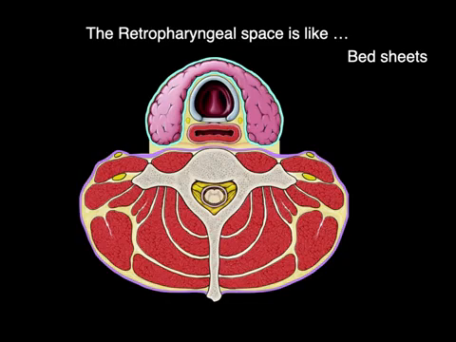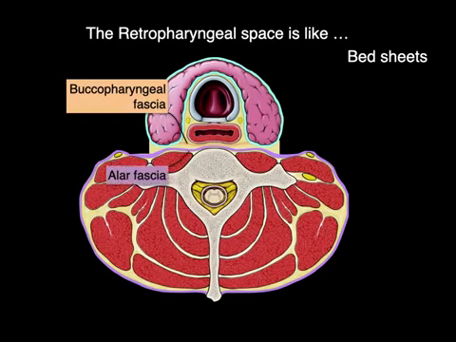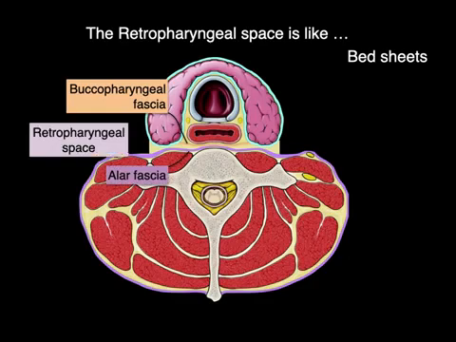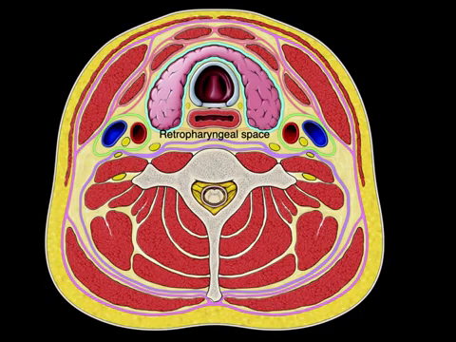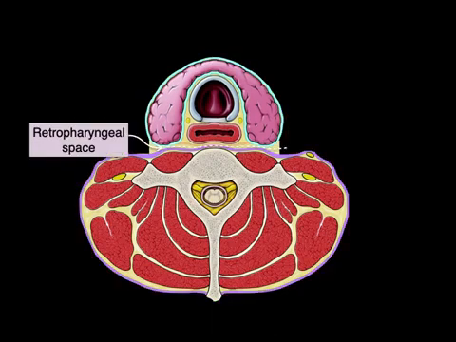Well, the retropharyngeal space is like bed sheets. So here we have the buccal pharyngeal fascia, one bed sheet, the alar fascia, the other bed sheet, and then the cozy retropharyngeal space is right in there. But the only way to do it is you have to force your way into that and then force it open like that, which is how we see it in these pictures all the time. But those pictures are actually misleading because that's not the way it looks all the time.